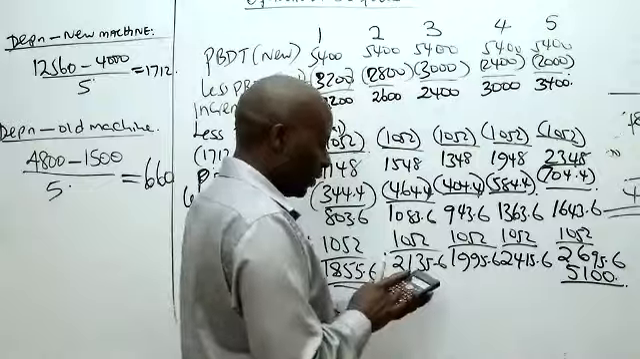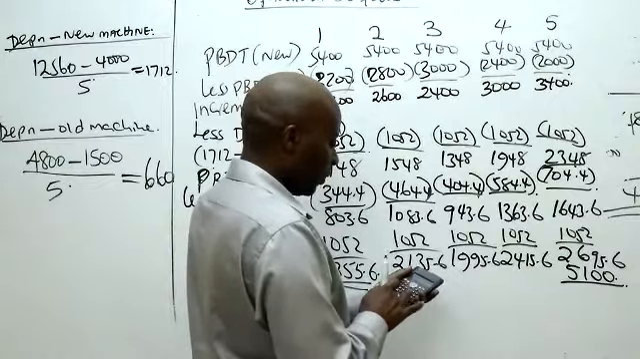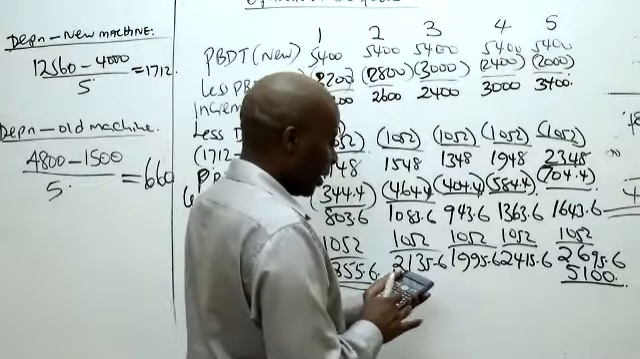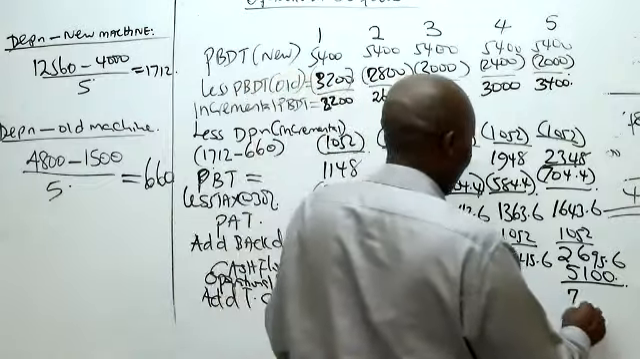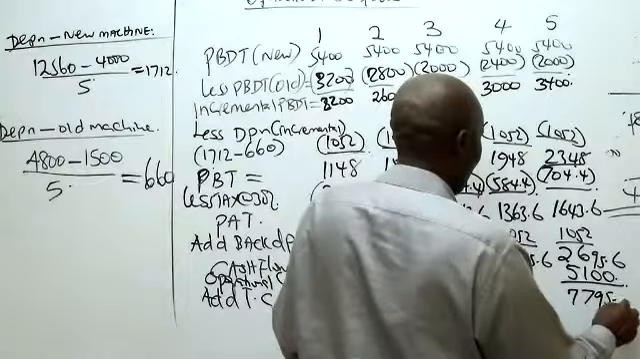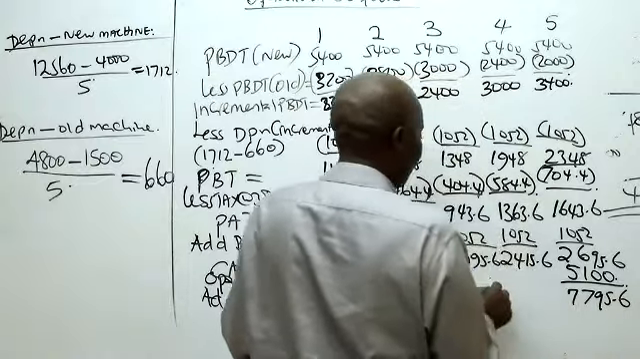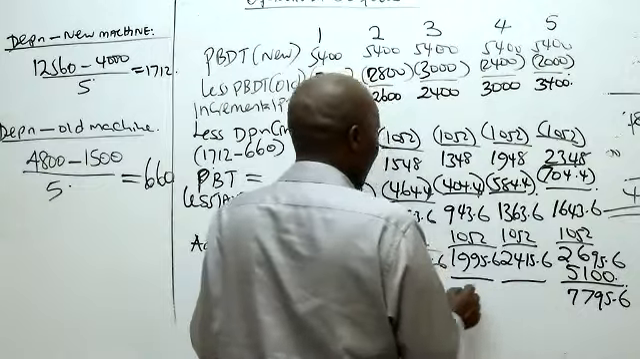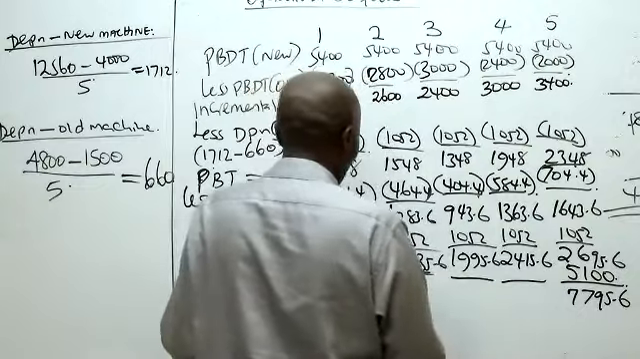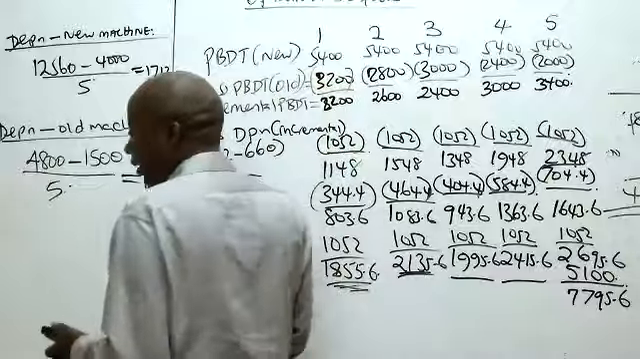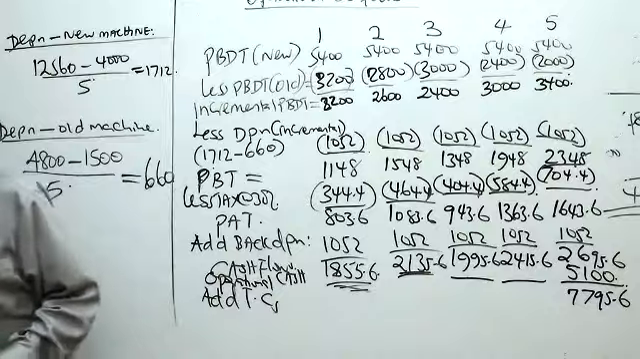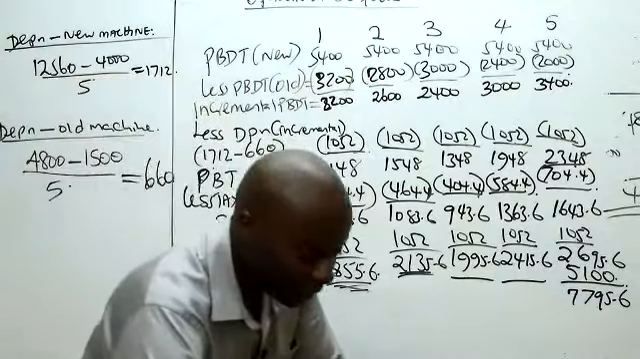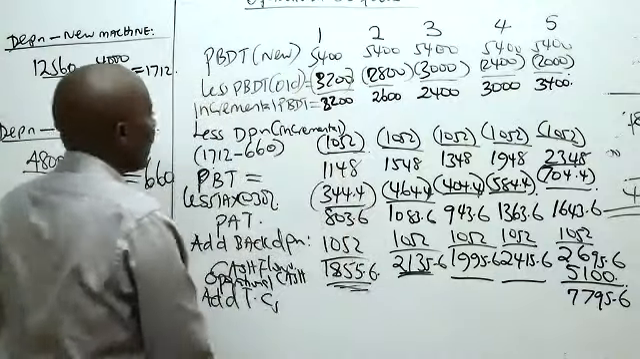So we have here 2695.6 plus 5,100, which will give us 7795.6. And then all the other figures will remain like that. Now, ladies and gentlemen, if that is the case, kindly come here and give us any questions.